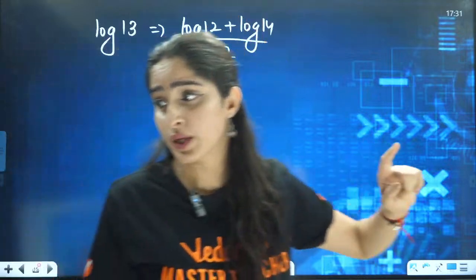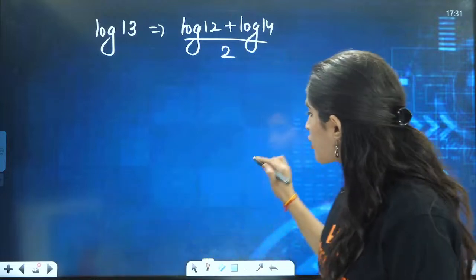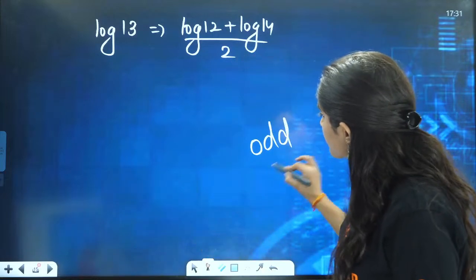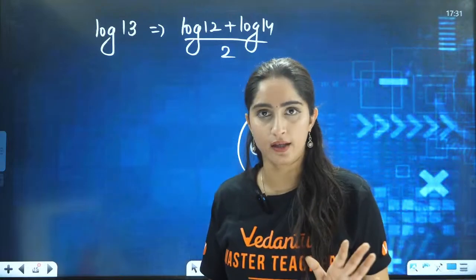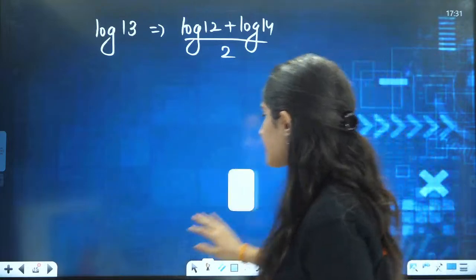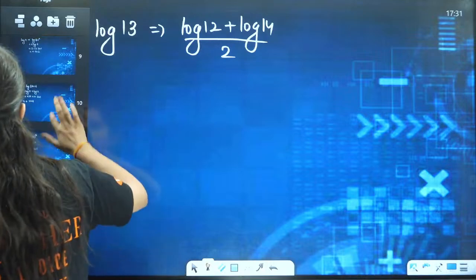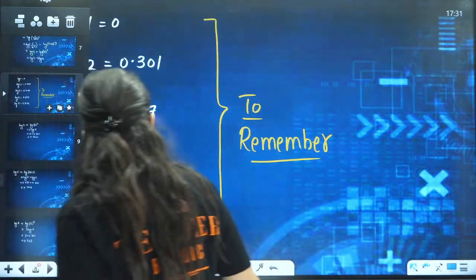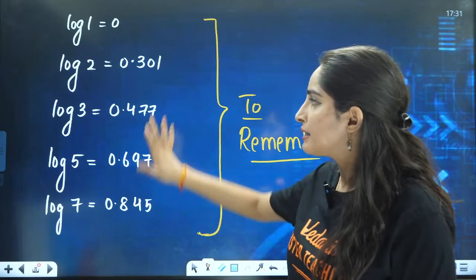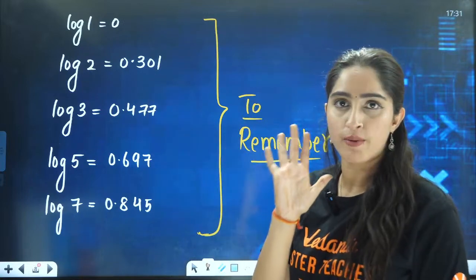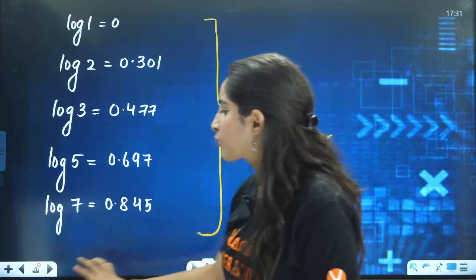One of the students was asking, ma'am, how to calculate for odd numbers? That's why I was telling you, you don't need to cram everything here. I am summarizing the log part here. You just need to remember these 5 values, and from that you can calculate anything.